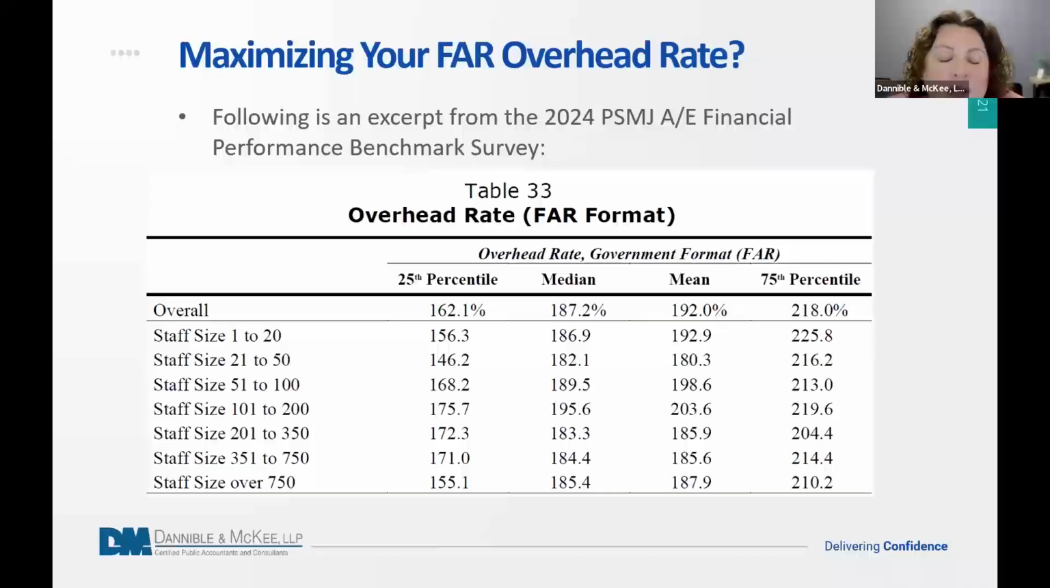It's great. It gives you a lot of useful information, such as it breaks down your overhead rates by size of your firm and geographic area. You'll see that the median rate overall is 187.2. That's a normal overhead rate based upon the entire United States.